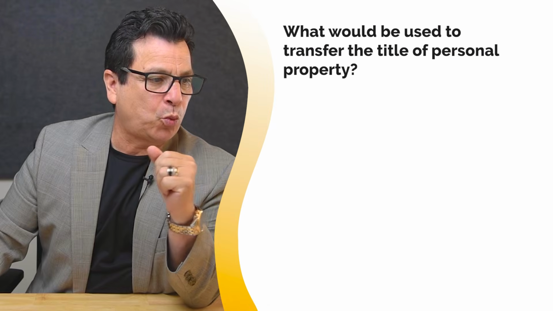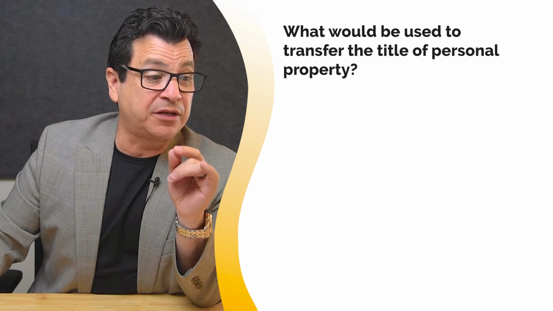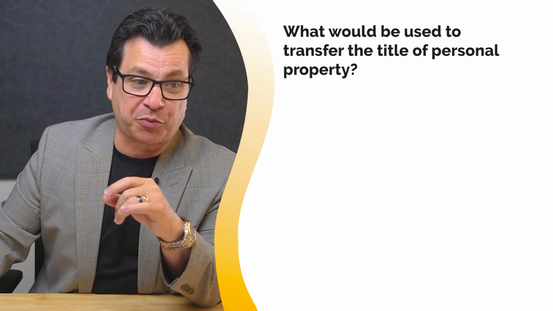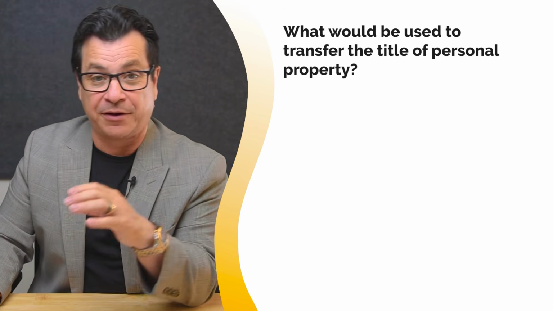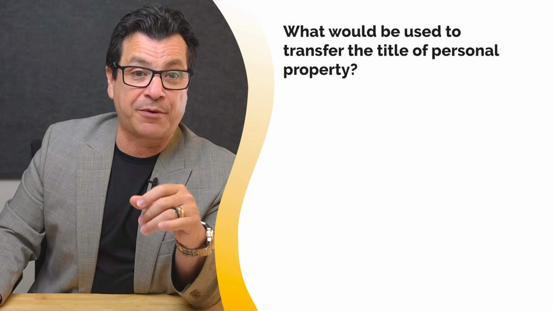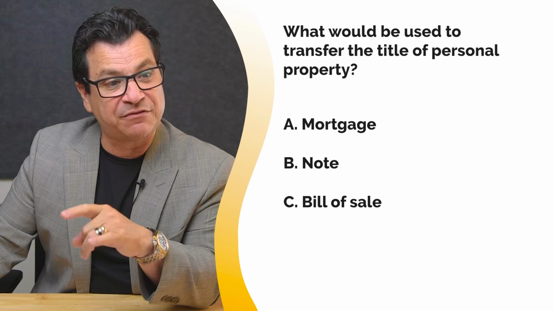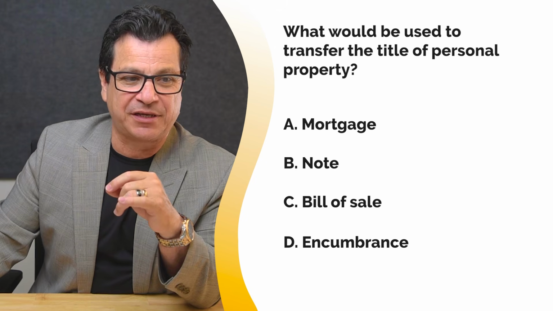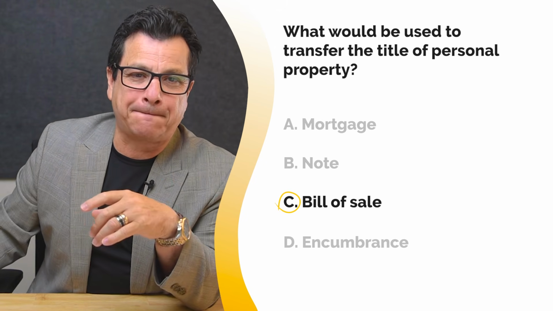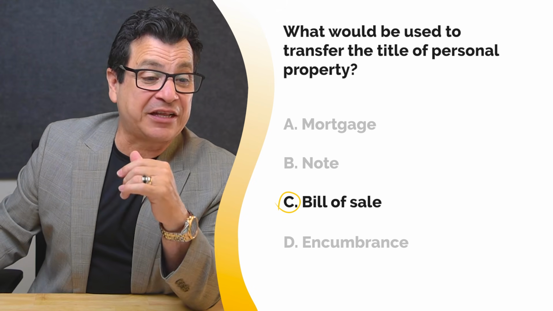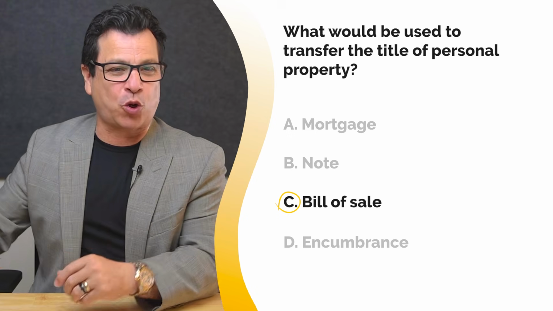Next question. What would be used to transfer the title of personal property? So in this case, we have to know the difference between personal property and real property. What do we use for personal property? A, a mortgage. B, a note. C, bill of sale. Or D, an encumbrance. The answer to this question is, yeah, you guessed it, C, bill of sale. A bill of sale is used to transfer ownership of personal property. There you have it. Fantastic. Let's go on to the next question.